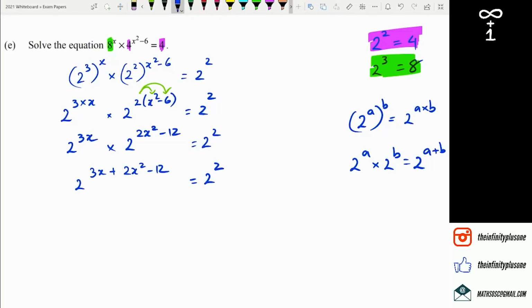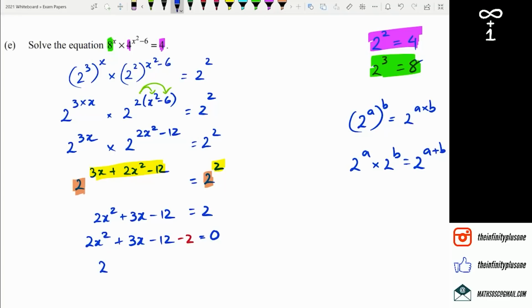Now, at this point, because the bases are the same, see how we've got 2 here and we've got 2 here, then we can say that, I want to choose a different color actually. So because the two bases are the same, this power must equal this power here. I'm going to forget about the bases, and I'm going to rewrite this as 2x squared plus 3x minus 12 equals positive 2. Now make the right hand side 0. So I've got 2x squared plus 3x minus 12 minus 2, and all of that is equal to 0. Simplifying this, I'm going to get 2x squared plus 3x minus 14 is equal to 0.